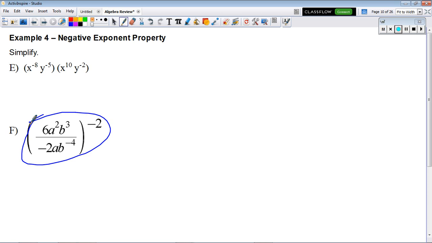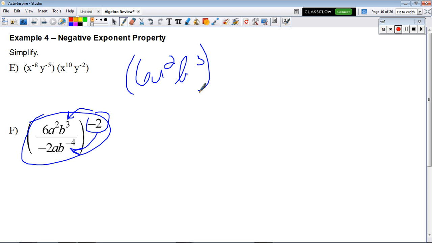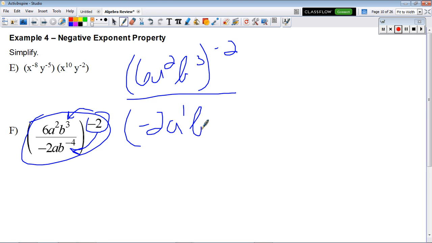So what I'm going to do first is take this negative 2 and take it to the top and bottom. So I'm going to turn this into a problem that looks very similar to what we did in example 2. So I have 6a squared b cubed to the negative 2 over negative 2a to the first b to the negative 4, to the negative 2 power. And first I'm going to simplify this.